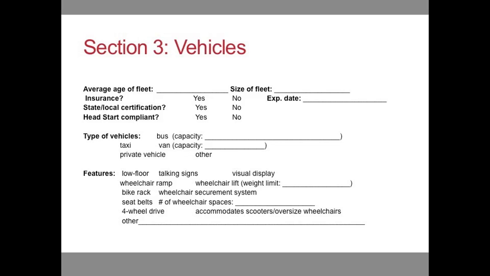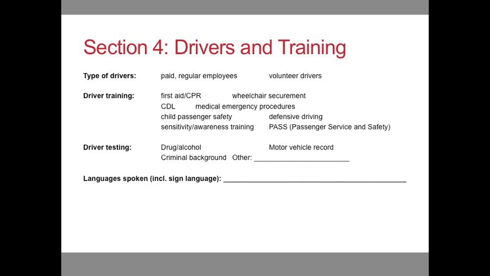The third section asks questions about the type of vehicles, age of the vehicles, and features of the vehicles. Also note in this section information about insurance and other types of certifications, if available, such as whether the vehicle is Head Start compliant. The fourth section addresses driver qualifications, training, and testing, such as drug and alcohol testing. It also asks what languages are spoken by the provider's staff.